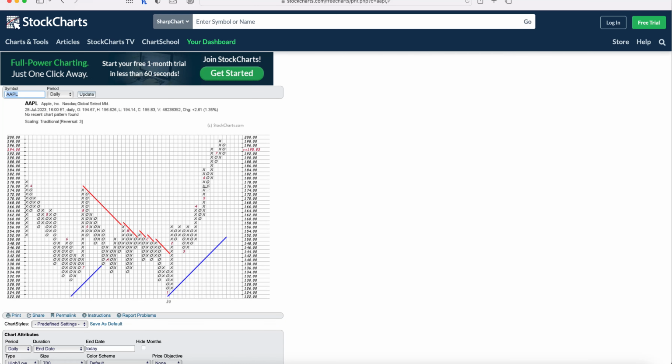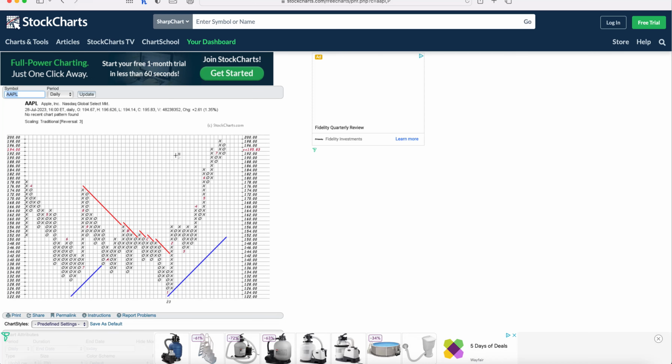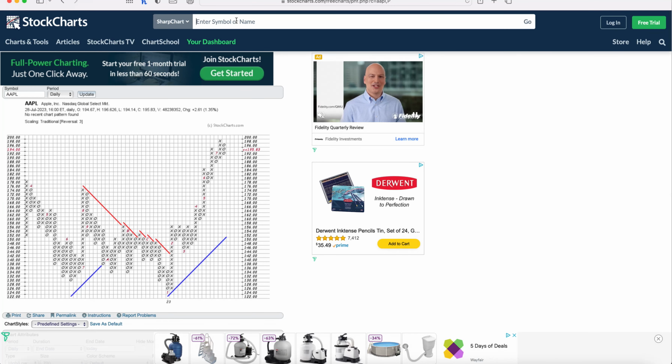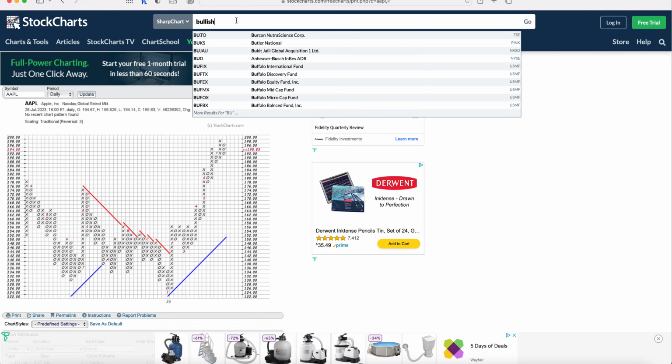So Apple has a point and figure chart as well, and it's actually up by 1.35% today for what it's worth. It's in a column of O's. There's a lot of things you can do with a point and figure chart. However, I find one of the most useful things is bullish percent indexes.